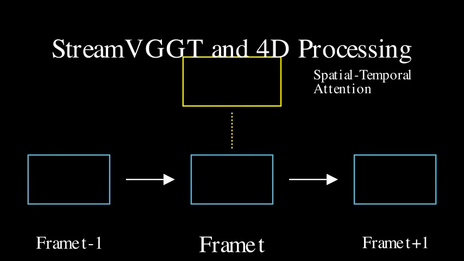Let's focus on StreamVGGT. Imagine you have a video represented as a series of point clouds. StreamVGGT processes these point clouds not just individually, but as a sequence. This allows it to capture how objects move and interact over time. It uses self-attention to understand the relationships between points in the scene, both spatially within a single frame and temporally across different frames. This 4D processing is crucial for understanding dynamic scenes.